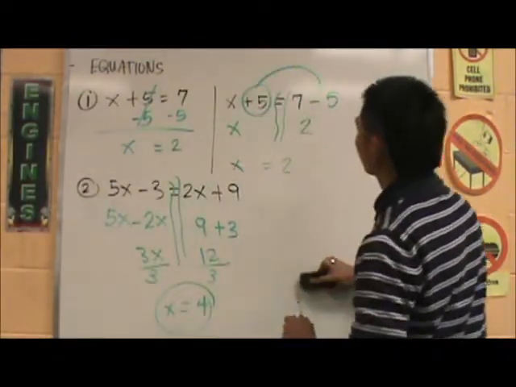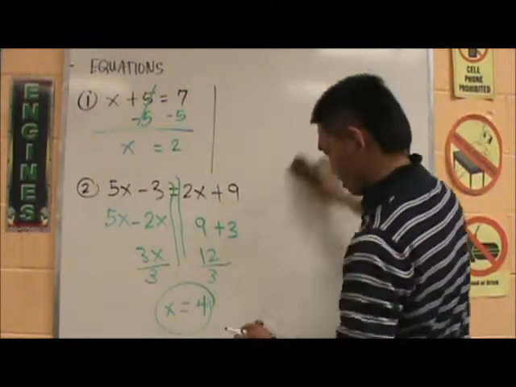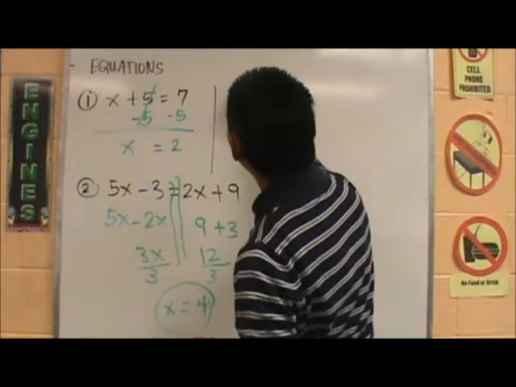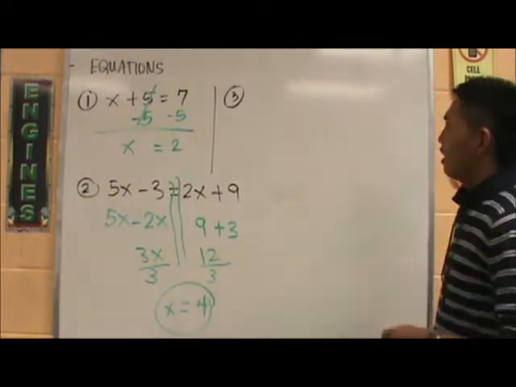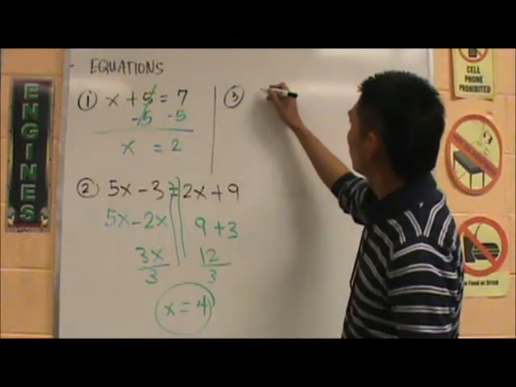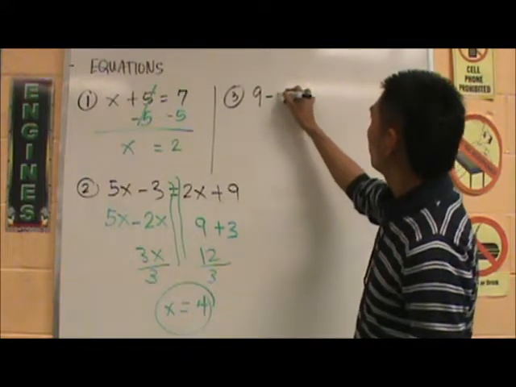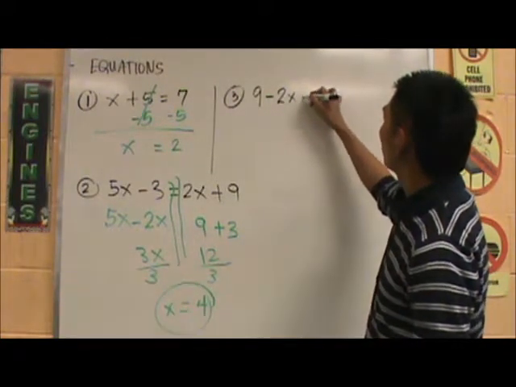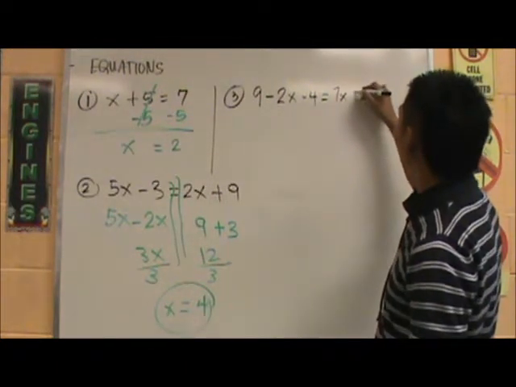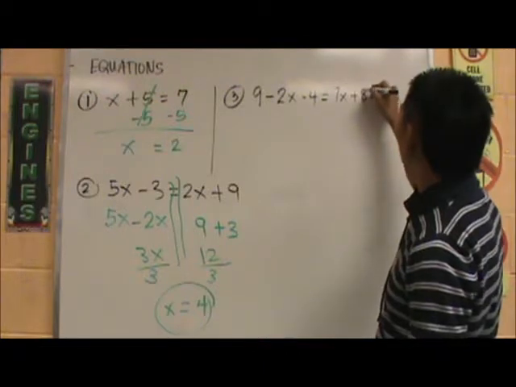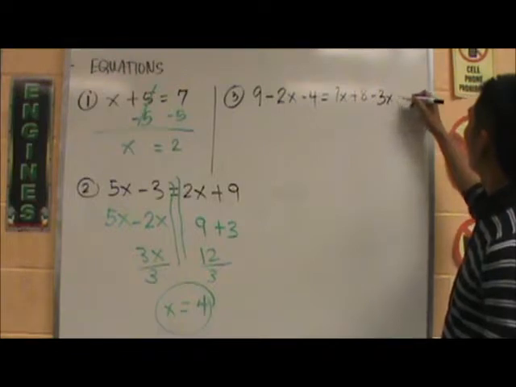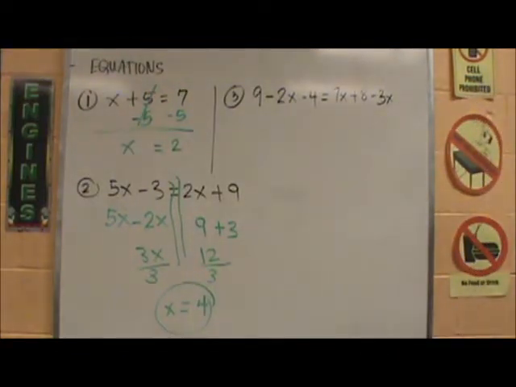Let me give you another one. Now, how about number 3. Okay. How about if you have 9 minus 2x minus 4 equals 7x plus 8 minus 3x. Okay, how about if you have this one?